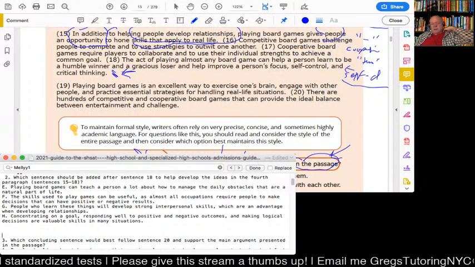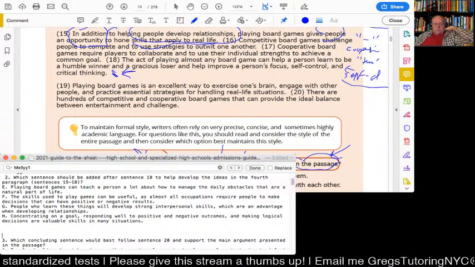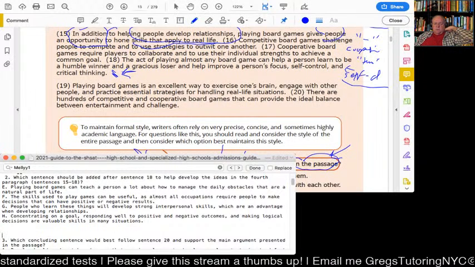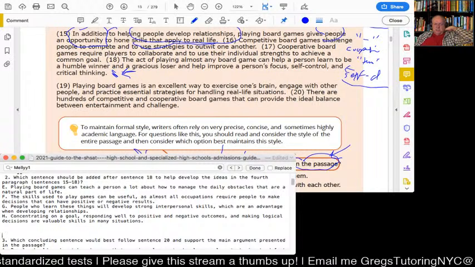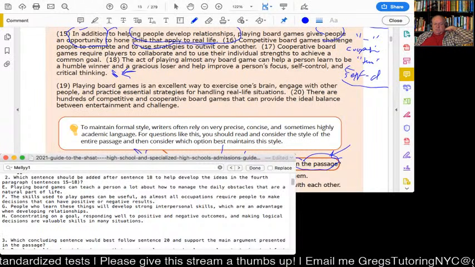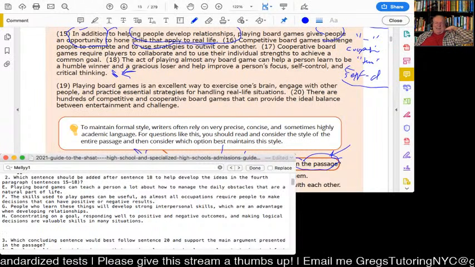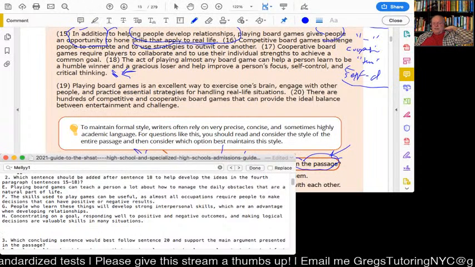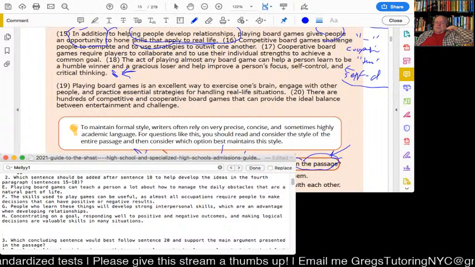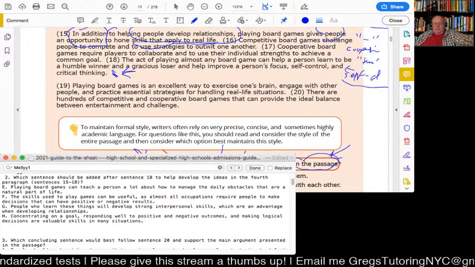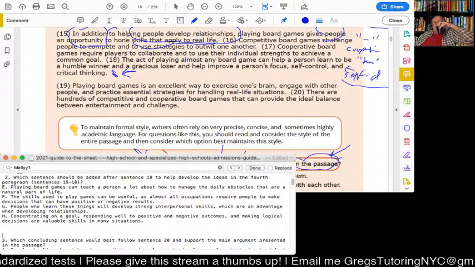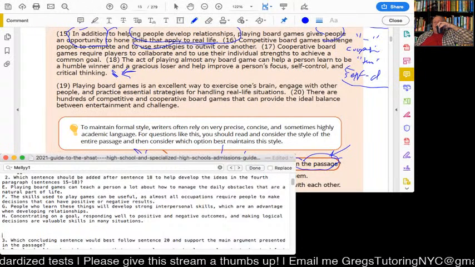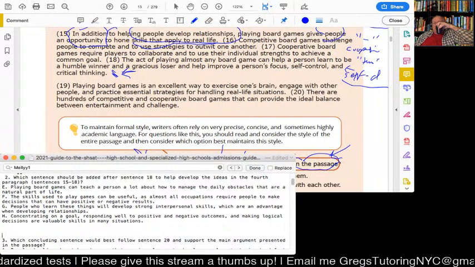Okay. F: The skills used to play games can be useful, as almost all occupations require people to make decisions that have positive or negative results. This seems out there. You could make a connection if you were doing an interpretation in your classroom, but this is not really even touched on in this paragraph or even in the passage. So I'm ruling out F completely.